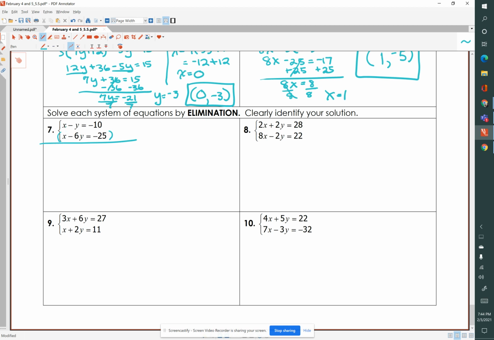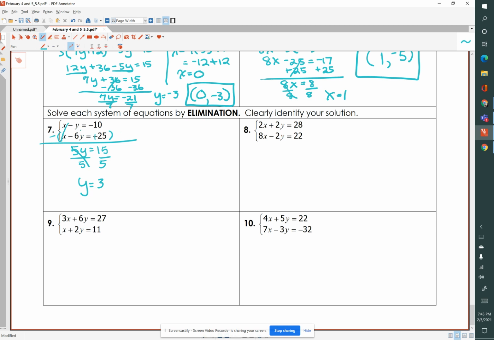Then I will eliminate the x's by subtracting. And negative y minus negative 6y is negative y plus 6y. So it's negative 1 plus 6, which is 5y. And negative 10 minus negative 25 is negative 10 plus 25. So negative 10 plus 25 is 15. I divide both sides by 5, and y equals 3.